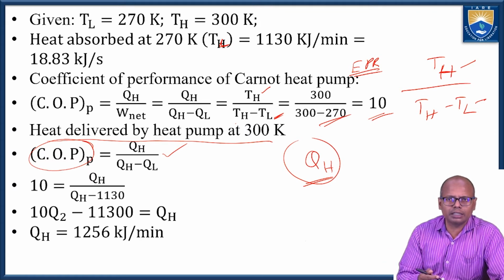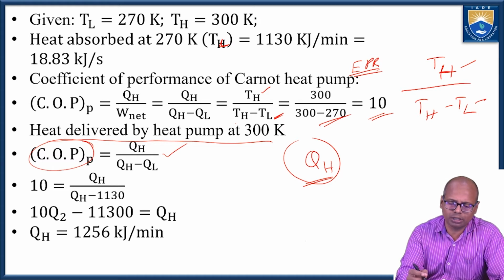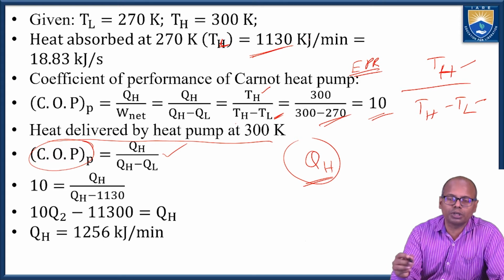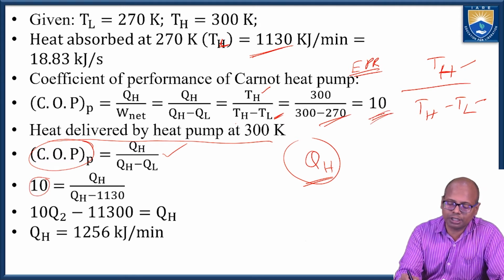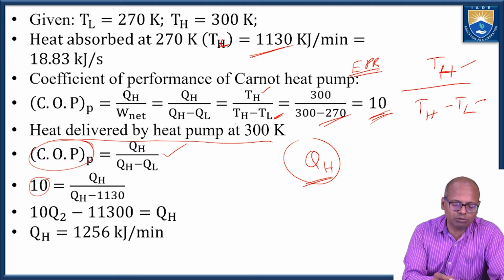He has already given the amount of heat absorbed from the lower reservoir. So the amount of heat absorbed from the lower reservoir is 1130, and what we have to find is the amount of heat supplied to the hot room. So if that is the case, COP, we have already calculated for the heat pump, is 10, and that is equal to QH by QH minus QL.